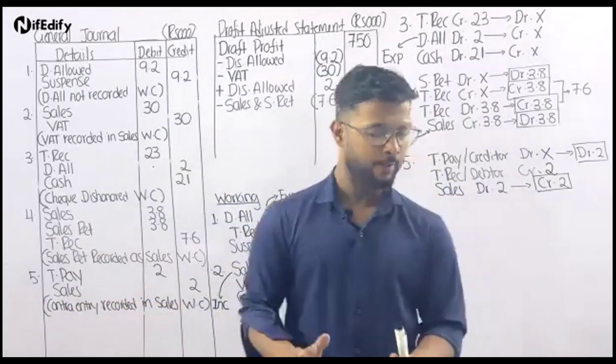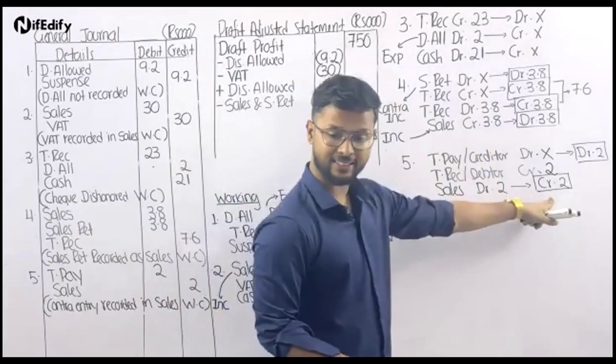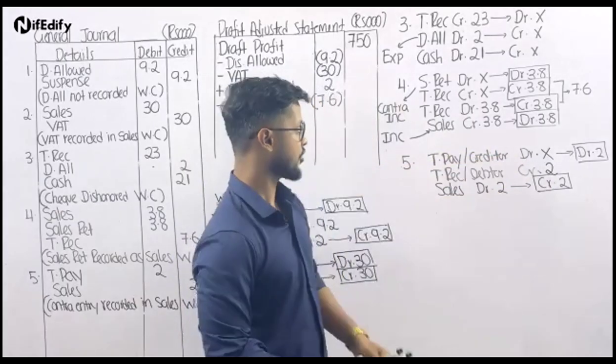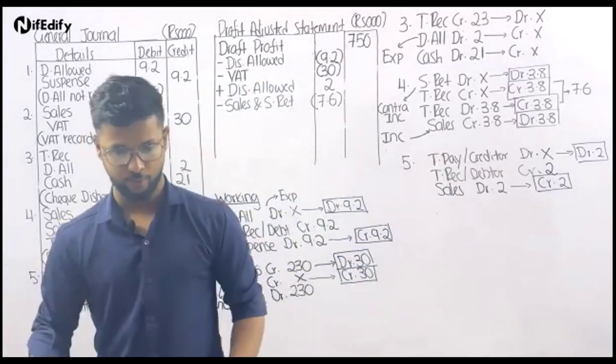I hope that is clear. So instead of debiting the trade payable, you debited the sales. Now remove the sales by crediting it, take it to the trade payable account, and go for a debit entry. With that, your trade payable is perfectly recorded.